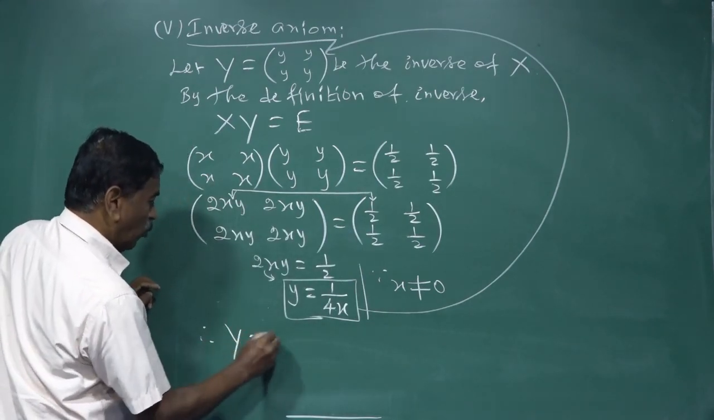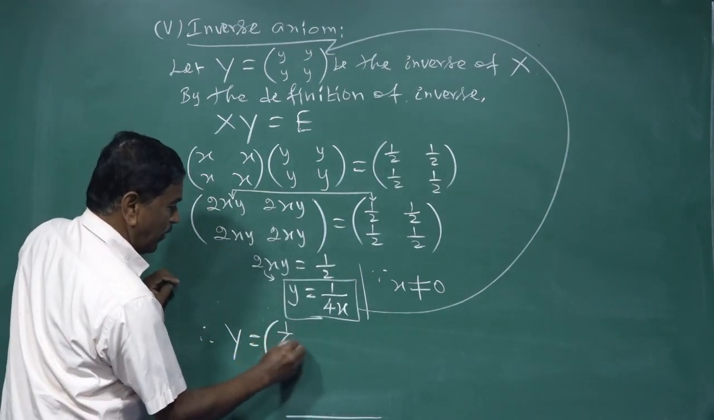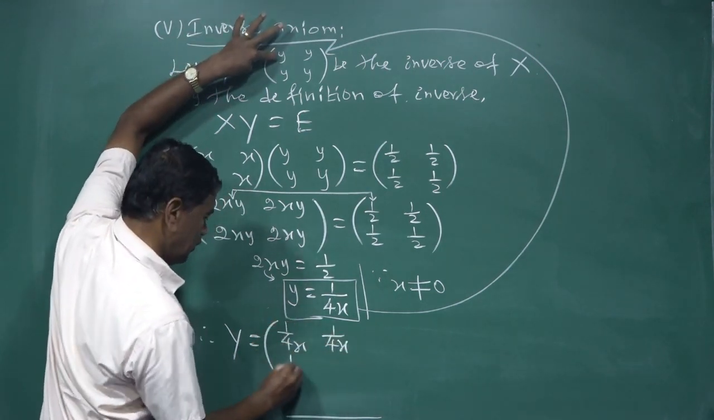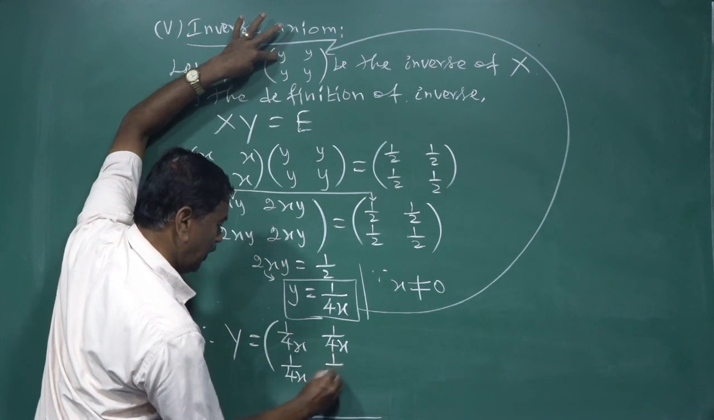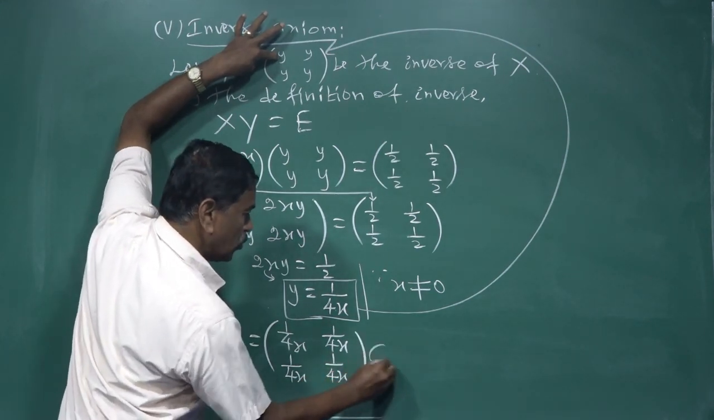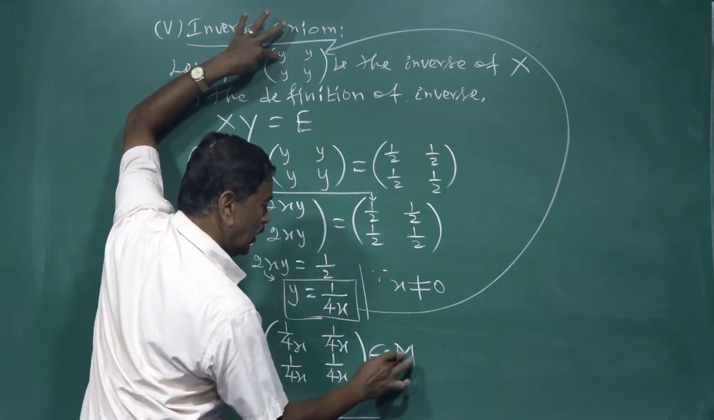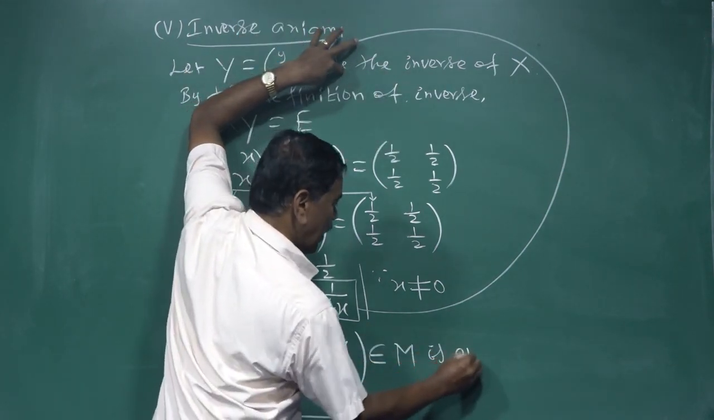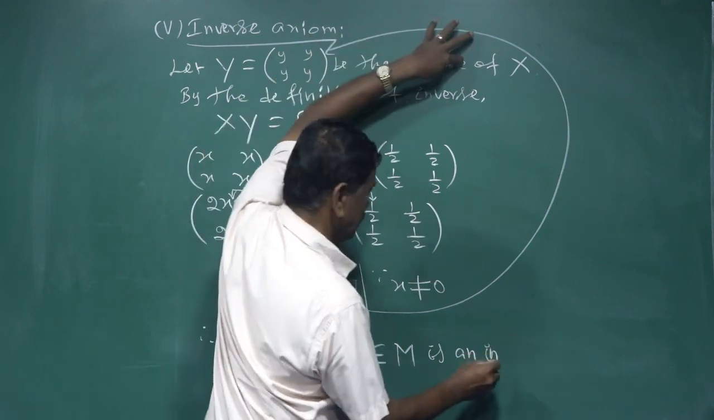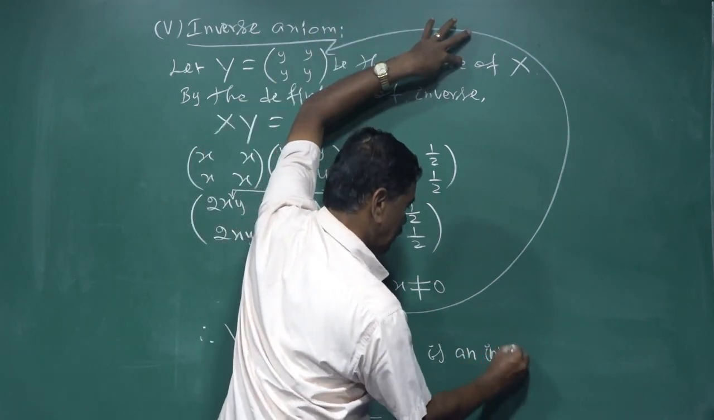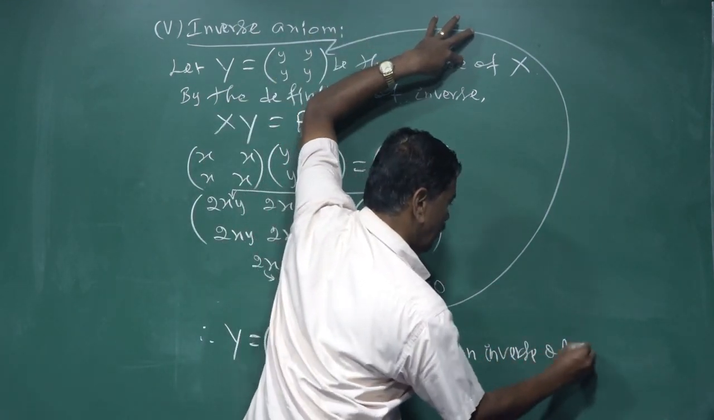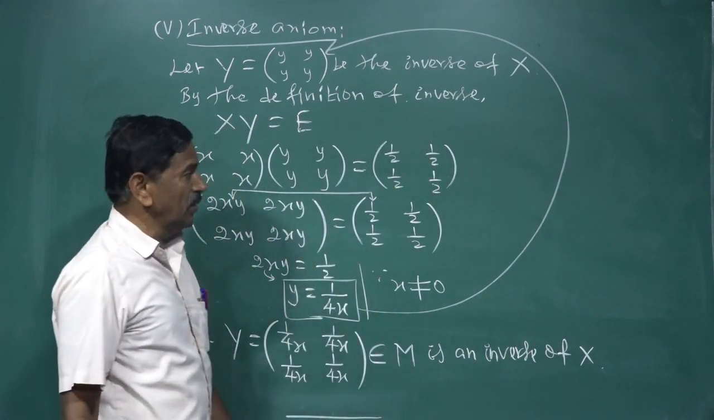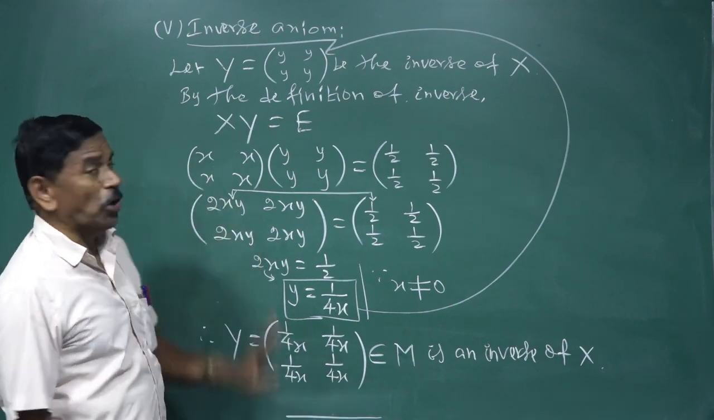Therefore, capital Y is equal to 1 by 4x, 1 by 4x, 1 by 4x, 1 by 4x, which belongs to M and is an inverse of capital X. That's all. Therefore, the inverse axiom is true. All the 5 topics are completed.